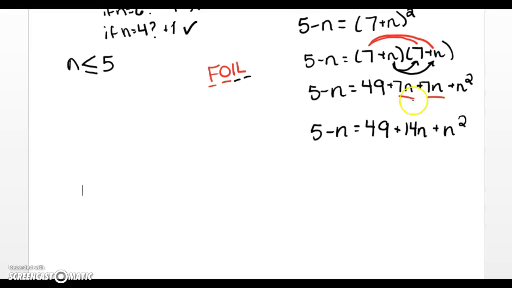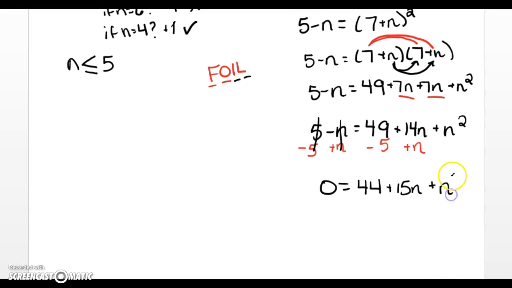What we're going to do next is I want this left side to be equal to 0, so I'm going to move all this stuff over. If you guys can see where we're going from here, we're going to set this up so we can factor it. So I want to make this left side equal to 0. I'm going to subtract 5 and add n. On our left side, these cancel out, so we're left with just 0. So we have 49 minus 5 is 44. 14n plus n is 15n. And then we have just n squared.